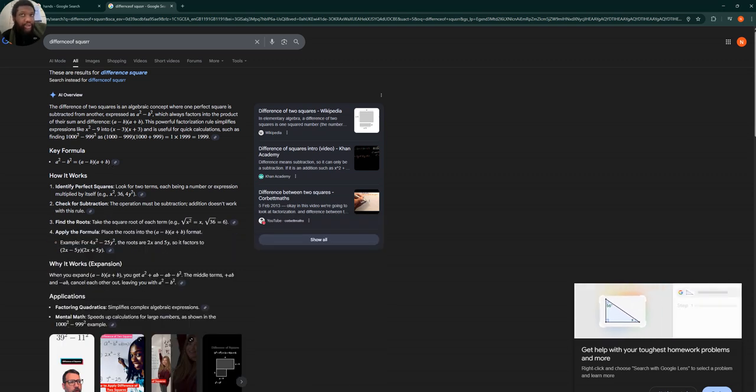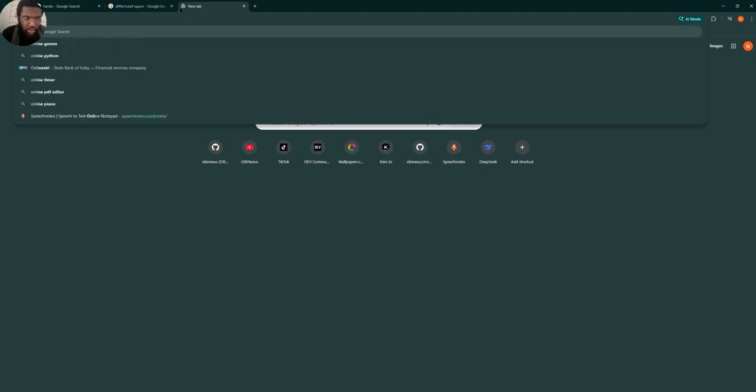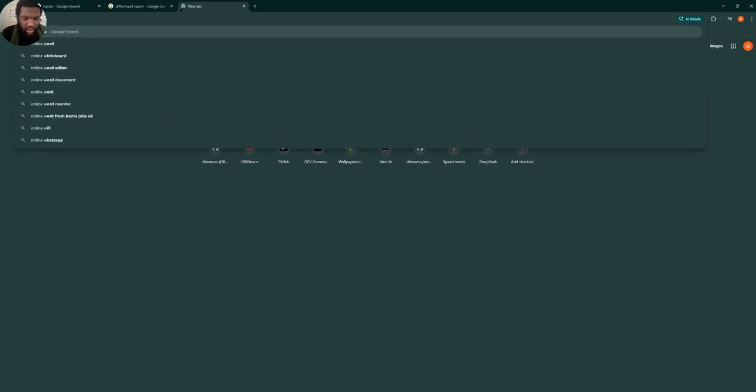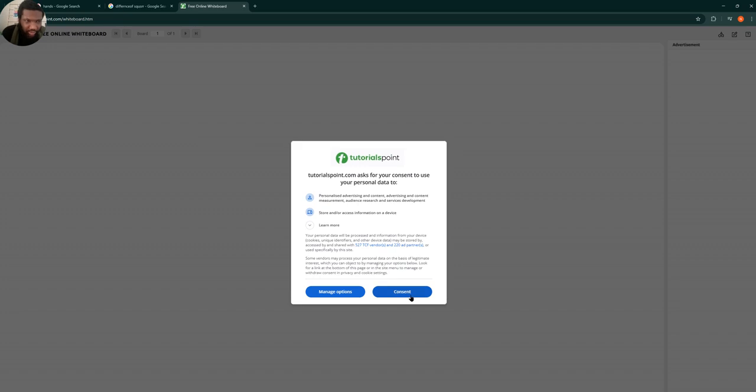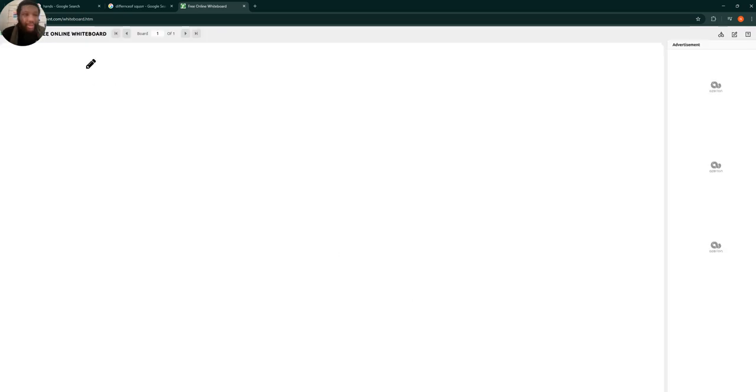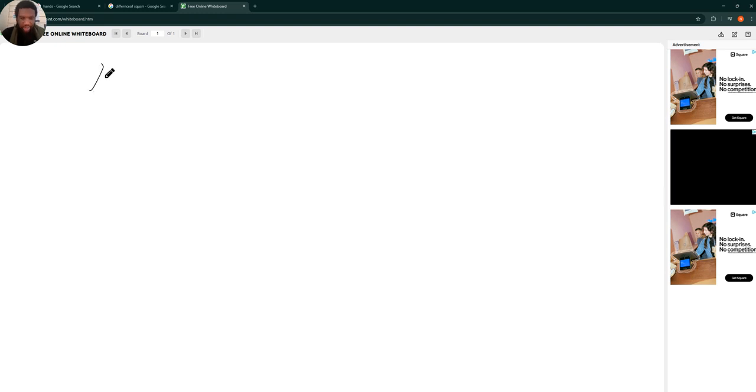So you get the difference of squares, and let me get to the online whiteboard. So this is like x squared. You get the difference of squares, which is a squared. Look at it, go through here.